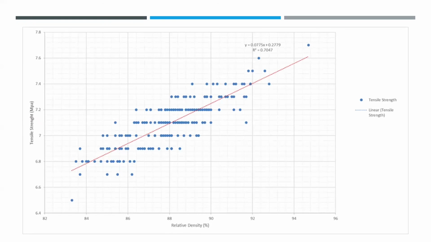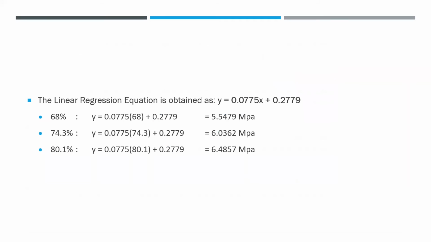So this is the chart obtained from the data given. You can see the tensile strength on the y-axis, while the relative density is on the x-axis. In the middle of the chart, you can see the red dotted line, which is equal to the predicted tensile strengths. The equation of the red line obtained from the data is y equal to 0.0775x plus 0.2779.